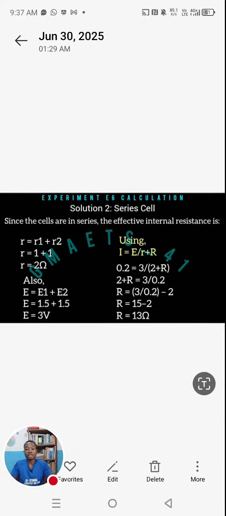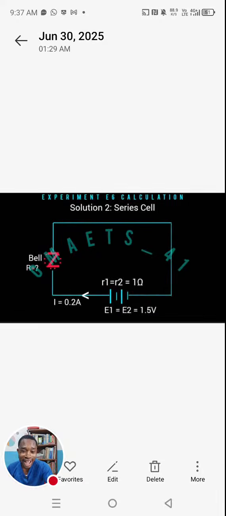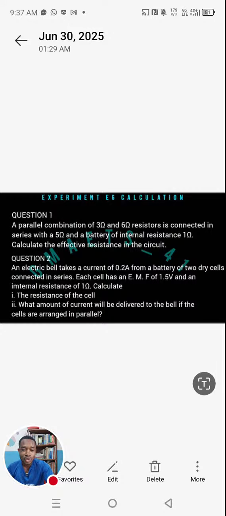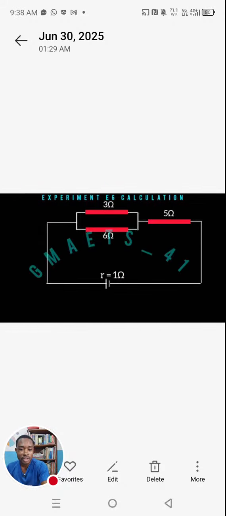And it won't change whether the connection of the cells is in series or in parallel. The resistance of that bell will remain the same. It's just like somebody giving you this in an experiment and you are using it throughout. The resistance of that bell will remain the same because you didn't change the bell. So whether the cells are now connected in parallel, it does not change that the resistance of that bell is 13 ohms. We need that resistance to be able to do the II calculation. In II, we are asked what amount of current will be delivered to the bell if the cells are now arranged in parallel. So let us see the parallel connection of the cells.